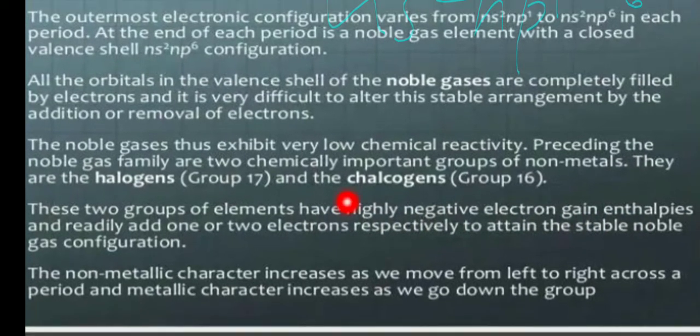The non-metallic character increases as we move from left to right across a period, and metallic character increases as we go down the group.